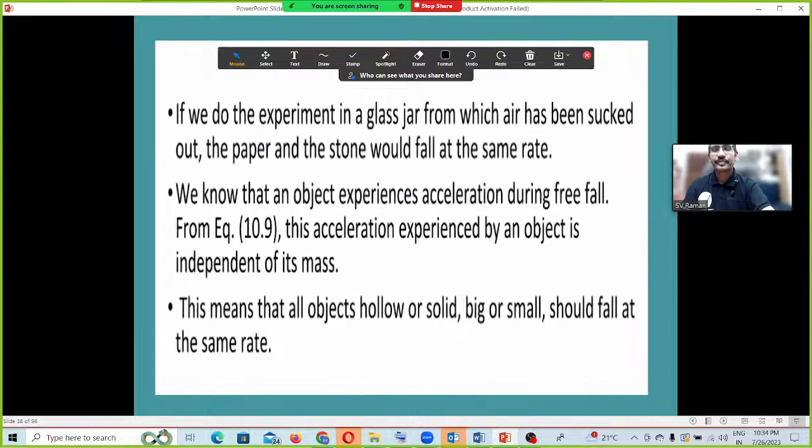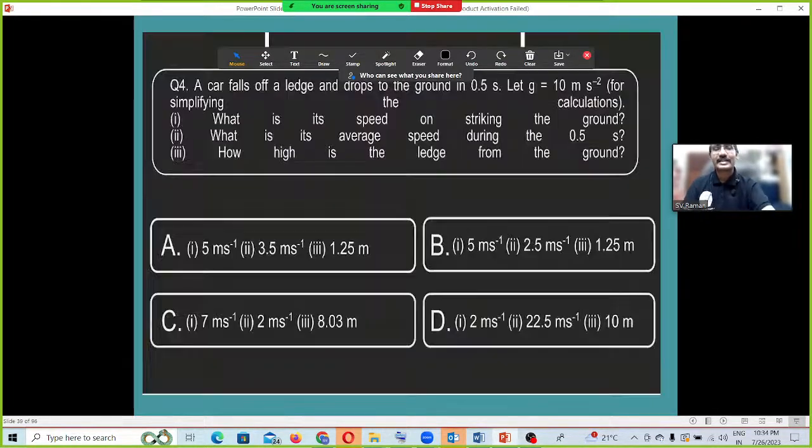Clear? Now, if we do the experiment in a glass jar from which air has been sucked out, the paper and the stone fall down at the same rate. We know that an object experiences acceleration during free fall. This acceleration experienced by an object is independent of its mass. This means that all objects, hollow or solid, big or small, should fall at the same rate.